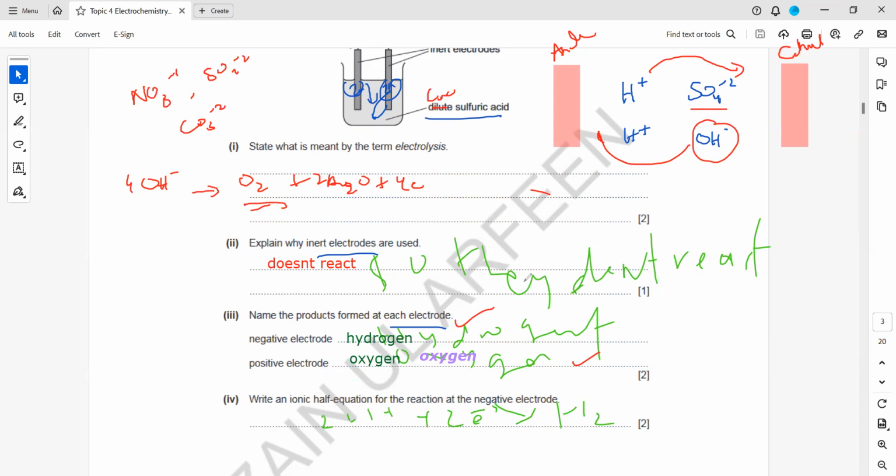Ionic equation for the negative electrode: as a hydrogen ion is moving there, it will take an electron, and 2 hydrogen ions form hydrogen gas. So bubbles will be seen.